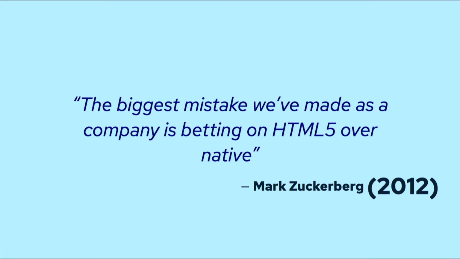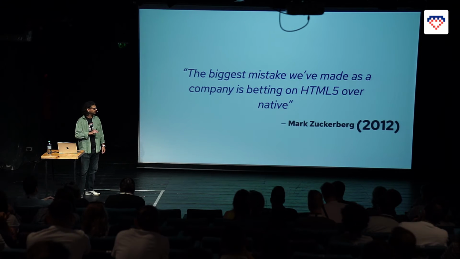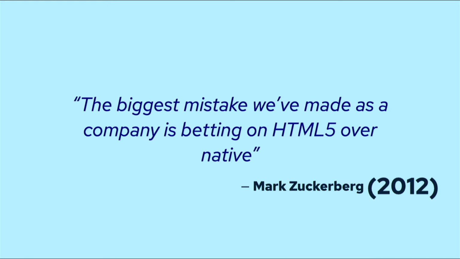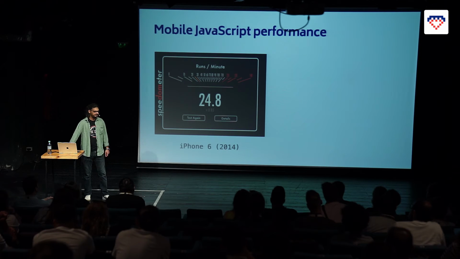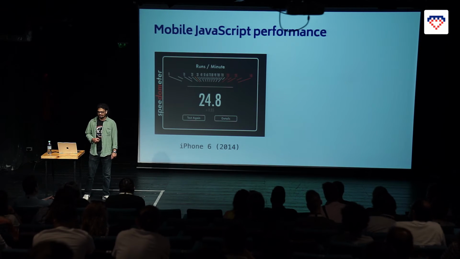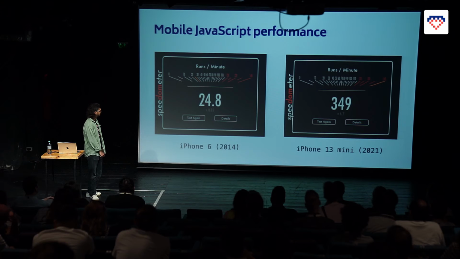The world of mobile JavaScript performance is in a different league compared to where it was back then. I found an old iPhone 6 lying in my drawer, and I ran a Speedometer test on it, and I got a score of 24.8. Then I ran the same Speedometer test on my current phone, which is an iPhone 13 mini, and I got a score of 349.